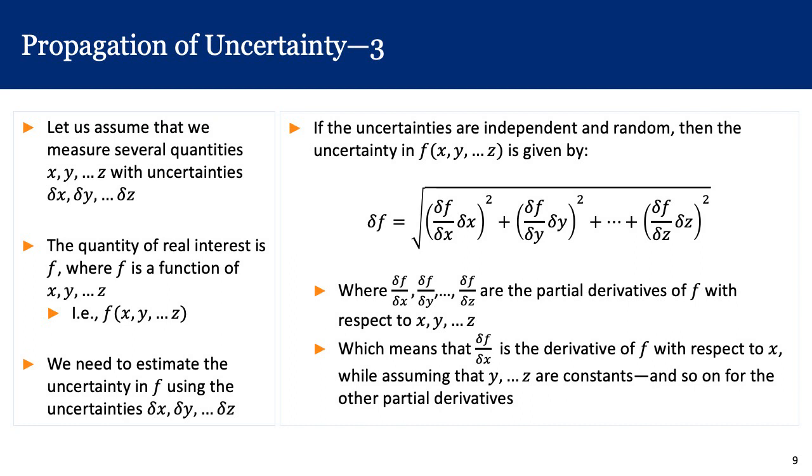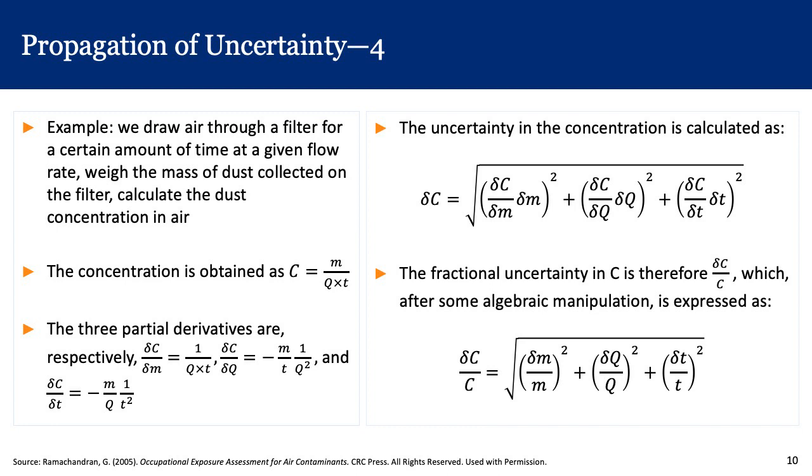What it means is that delta f over delta x is the derivative of f with respect to x while we keep everything else constant. We are assuming that y and z are constant. Likewise, delta f over delta y would be the derivative of f with respect to y, keeping x and z constant. And delta f over delta z is the derivative of f with respect to z while keeping x and y constant. So how do we apply this equation to our problem?